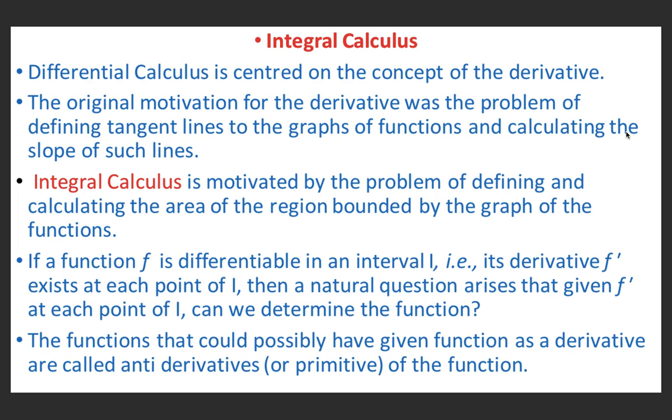Suppose we are given a function f which is differentiable in an interval I. It means f is differentiable at each point of I. We denote the derivative of f by f dash. Suppose f dash is a derivative of f. Then there is a natural question: if f dash is given at each point of I, can we determine the function? If such a function exists, then we call this function an antiderivative or primitive of the function.